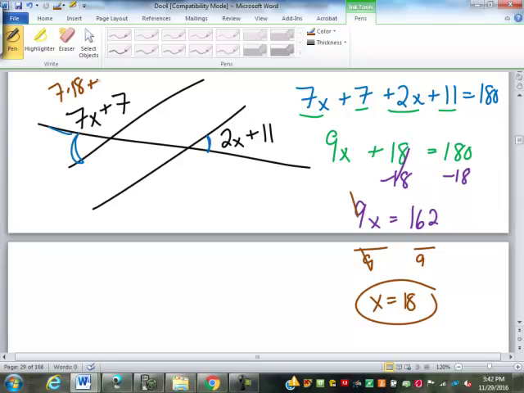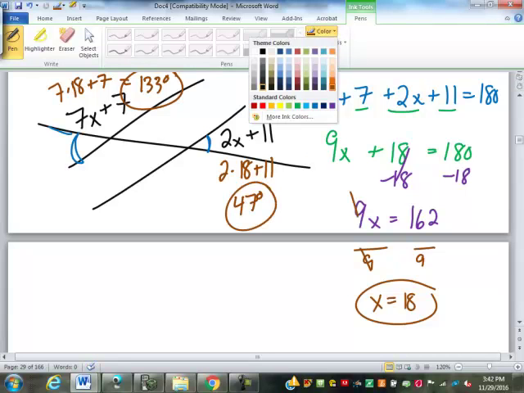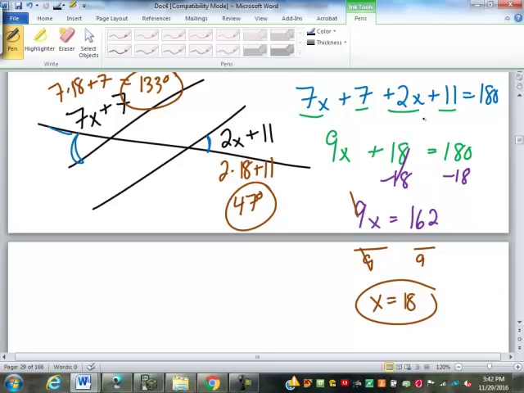So then up here, 7 times 18 plus 7. Well, 7 times 18 is 126, plus 7 is 133. Then over here, 2 times 18 plus 11. 2 times 18 is 36, plus 11 is 47. So 133 degrees and 47 degrees.